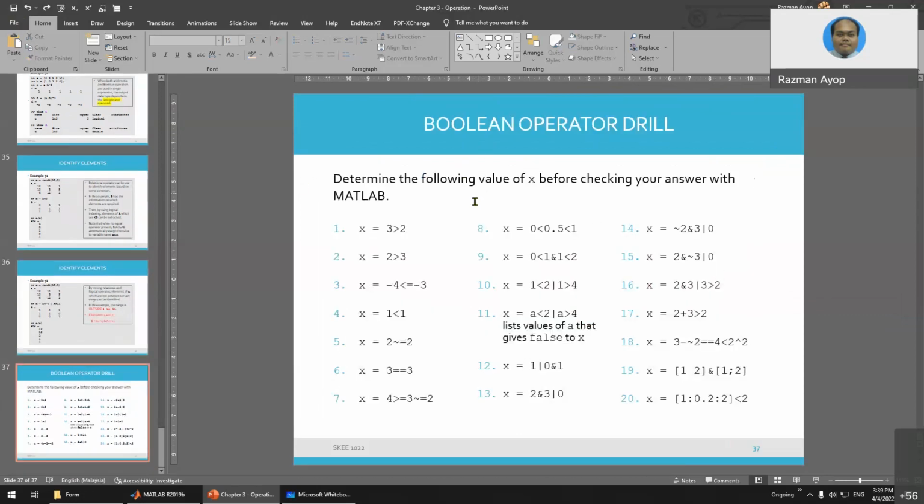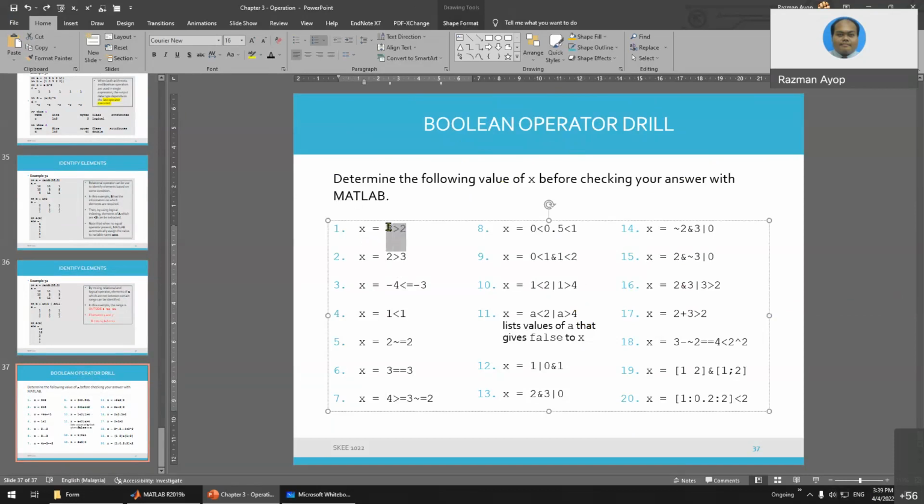So that's it for Boolean. And for this case, this is a drill. I think we don't have enough time to do this, so make sure you practice here. For this case, 3 less than 3 is more than 2 is 1. Logic correct. Of course, -4 is less than or equal to -3, correct. So this one is wrong, it is 0. 2 is not equal to 2, wrong, so 0. 3 is equal to 3, correct, is 1.